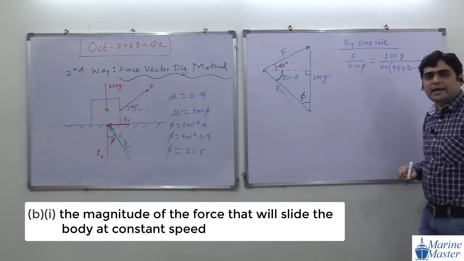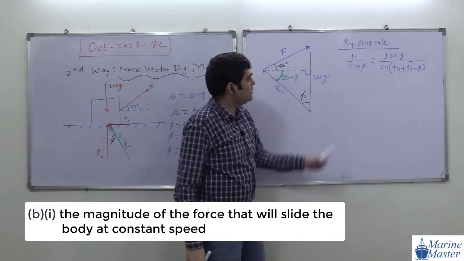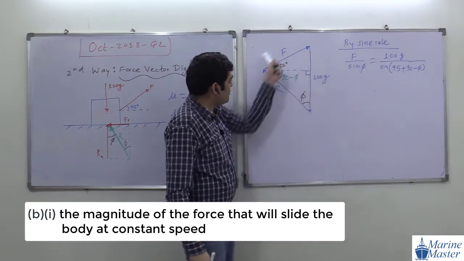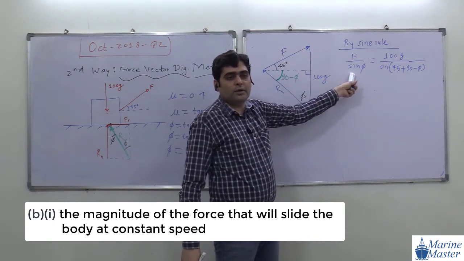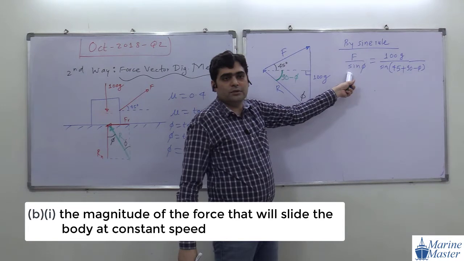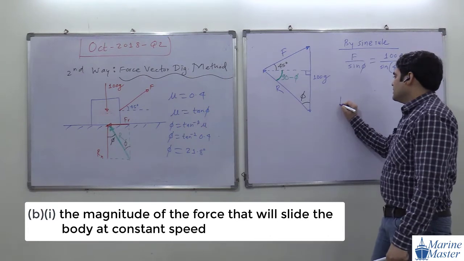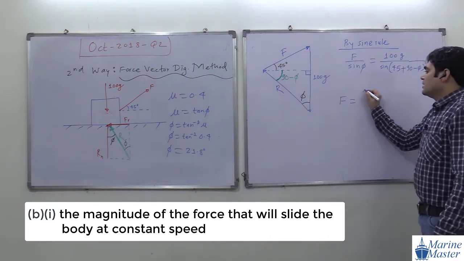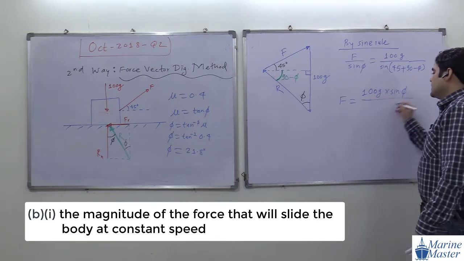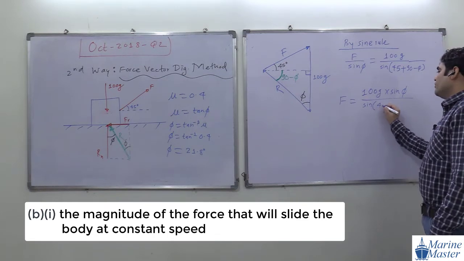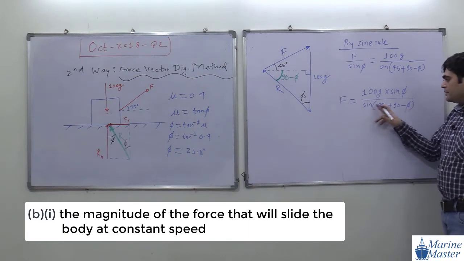Okay, good. Are you getting my point, guys? Anyone have any doubt in this discussion? First of all, everyone got this drawing? Got this expression? Okay, good. So now what about F? How to get F, guys? F will be 100G into sine phi divided by sine of 45 plus 90 minus phi. Okay guys, are you getting my point?